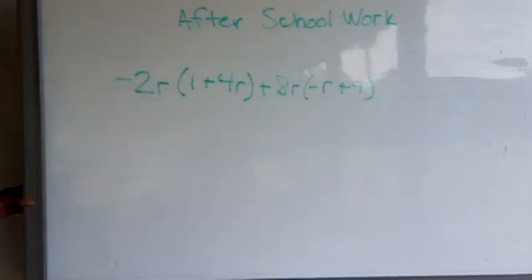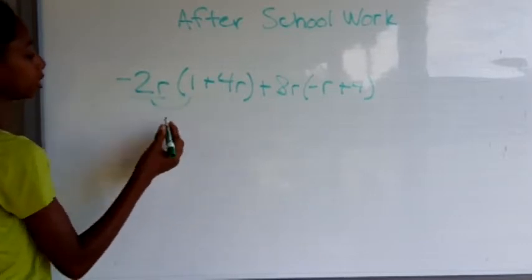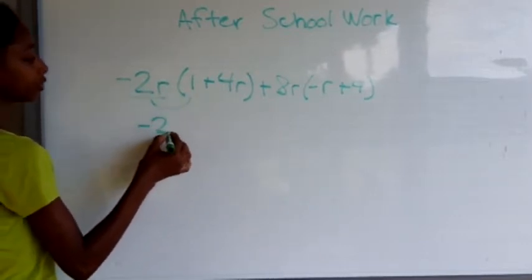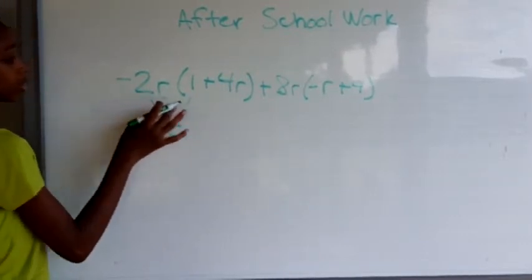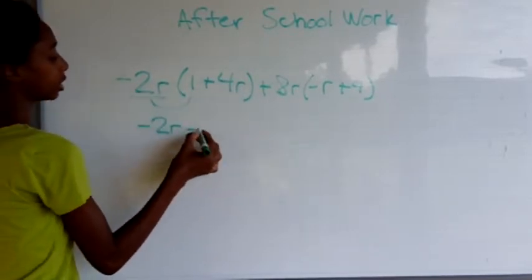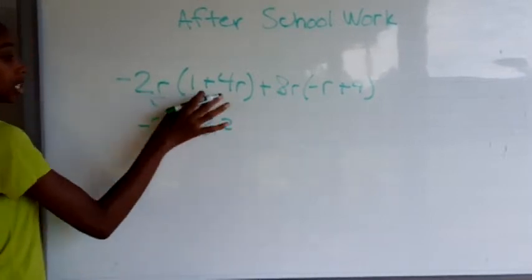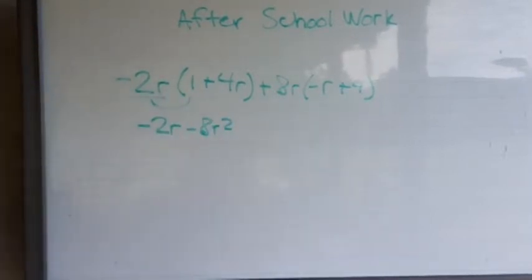Alright, so we have negative 2r times 1 plus 4r plus 8r times negative r plus 4. So we're going to do our negative 2r times 1. So it's going to be negative 2r, and then negative 2r times positive 4r is going to be negative 8r squared. The negative times the positive is a negative, so 4 times negative 2 is negative 8, and then r times r is r squared.